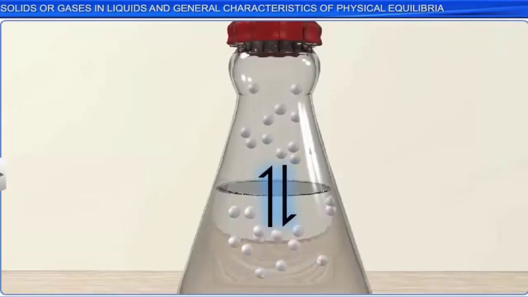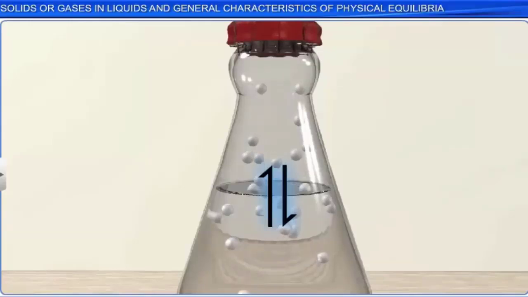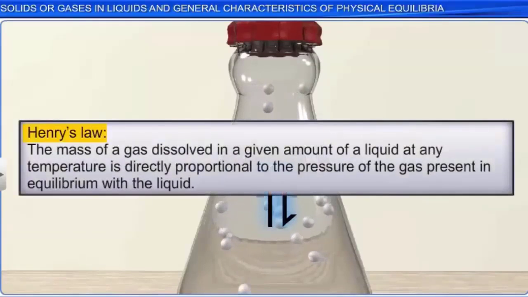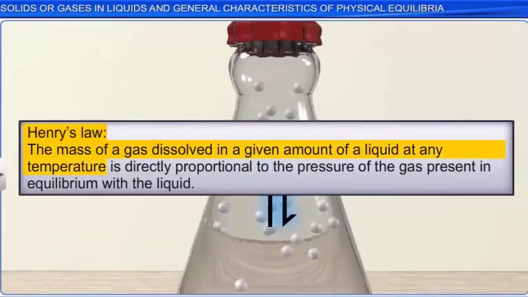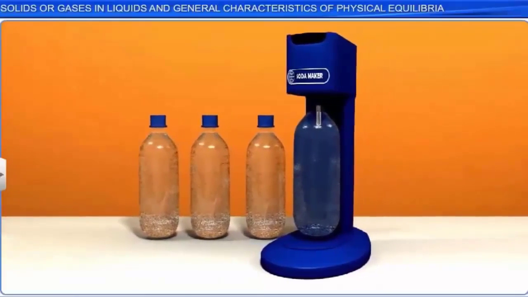This equilibrium is governed by Henry's law, which states that the mass of a gas dissolved in a given amount of a liquid at any temperature is directly proportional to the pressure of the gas present in equilibrium with the liquid. All carbonated drinks are bottled under pressure to increase the solubility of carbon dioxide in the solution.